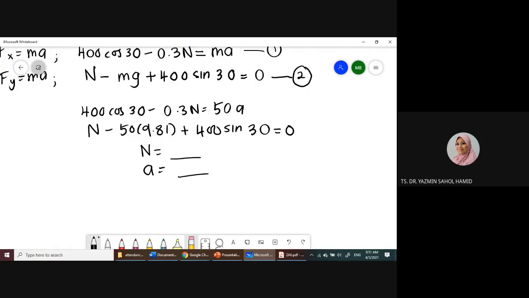Yes? And 2905. What is N? 290.5 Newton. Correct. What is A? 5.19. Units? Meter per second square.